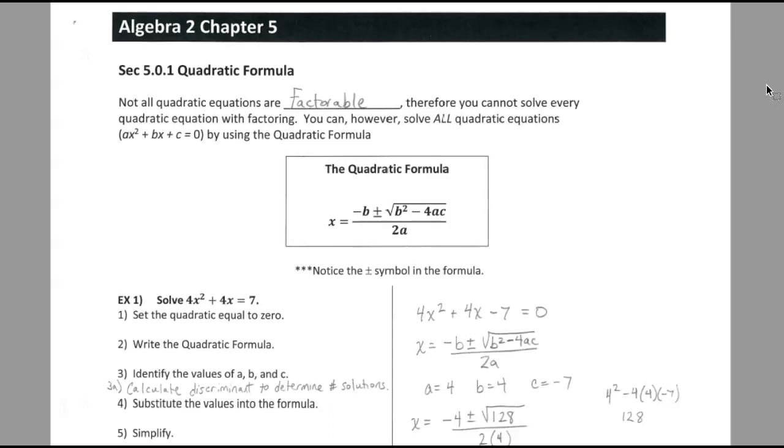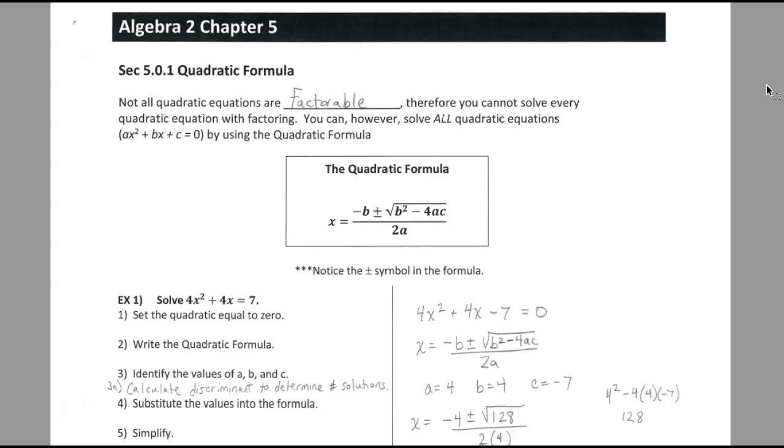So first off, recall that we are using the quadratic formula when an equation is not factorable. So if it's factorable, you definitely want to use that first since it's faster. But if you can't, then we want to resort to this formula. The formula is listed there for you, and that should be committed to memory for sure. But notice that there's a plus and minus symbol in that formula. That means that you will have two answers to these in most cases.